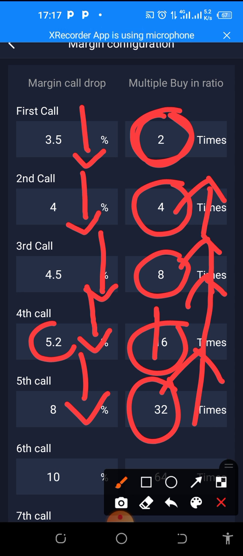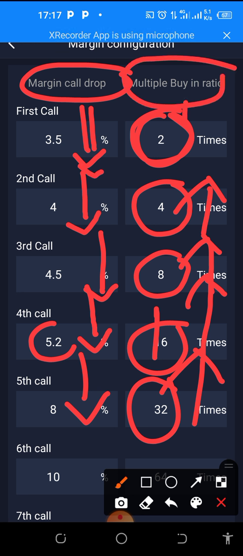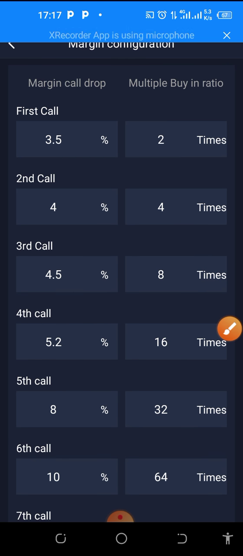So I hope this explains this. To further protect on top here, you can see the margin call drop, which means as the price drops and multiple buying ratio, it keeps buying for you. So I hope that is clear. So from there, that's all about here.